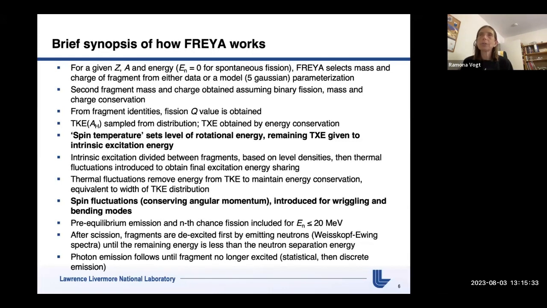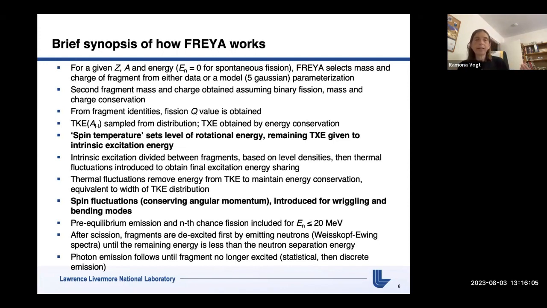There is also the possibility in Freya of using yields that were determined by a macroscopic method that he also mentioned. But you just choose the one fragment, and then the second fragment's mass and charge is obtained by assuming binary fission, and from mass and charge conservation. And then you know both fragments, and you can calculate the fission Q value based on their charges and masses.